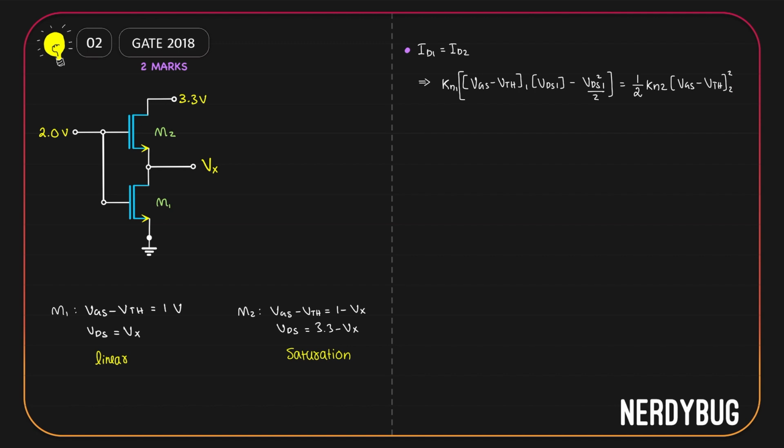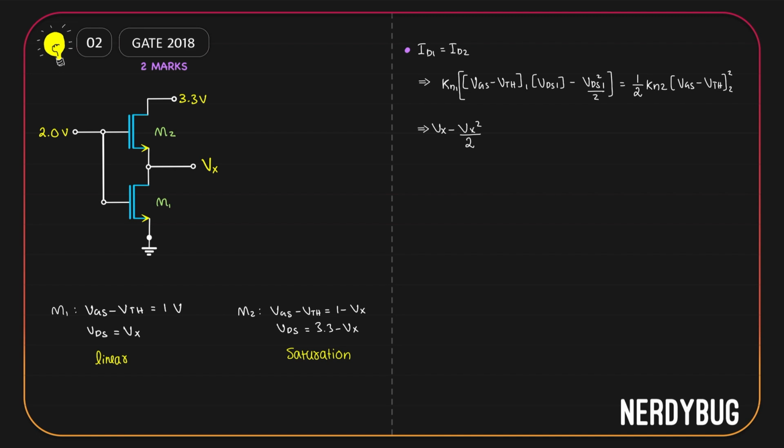Now, according to the question, Kn2 is 2 times Kn1. So half of Kn2 will be equal to Kn1. That means Kn1 over here and Kn2 divided by 2 can be cancelled. Also, VGS minus VTH for the first MOSFET is 1 volt. VDS for the first MOSFET is Vx. So on the left hand side, we get 1 times Vx minus Vx square by 2.